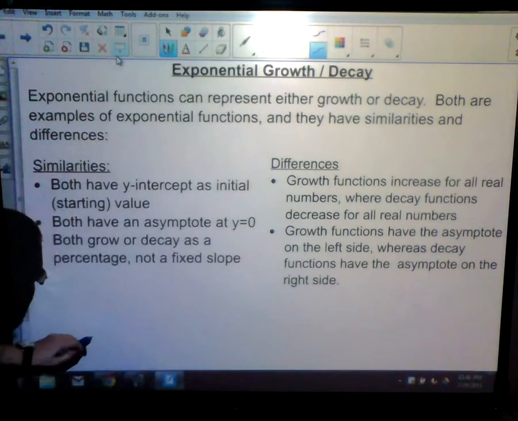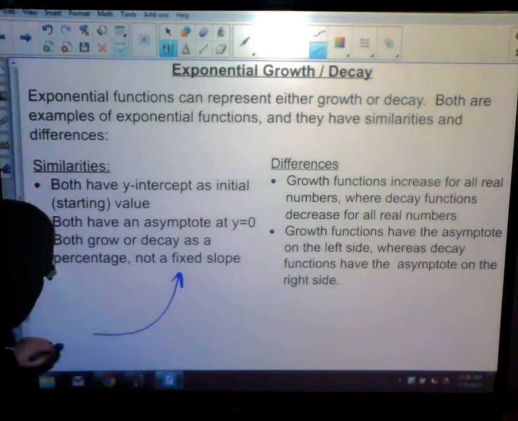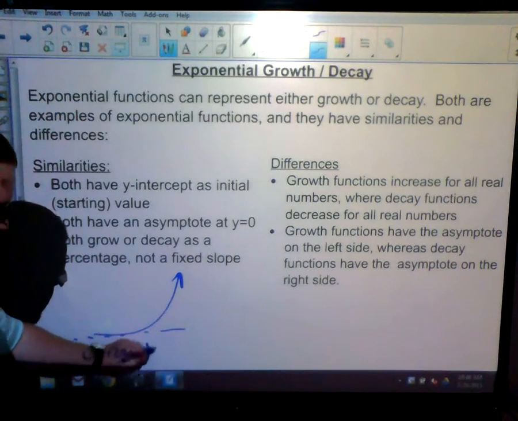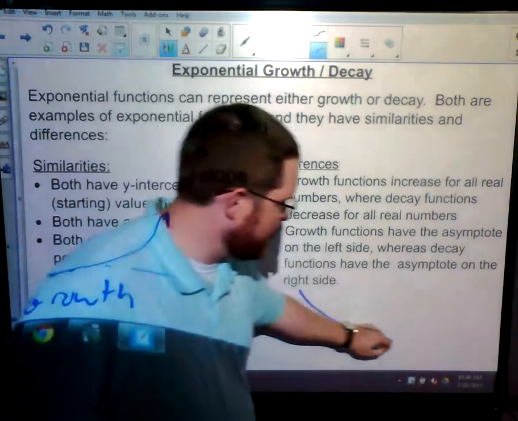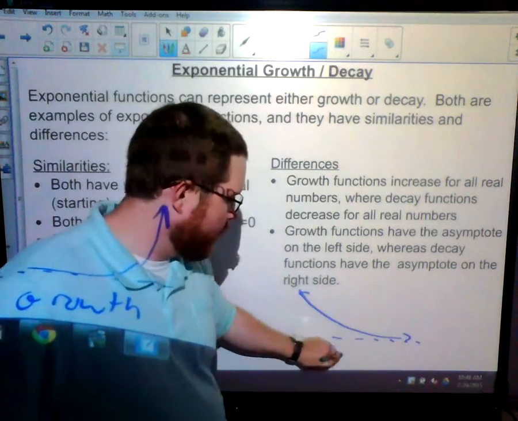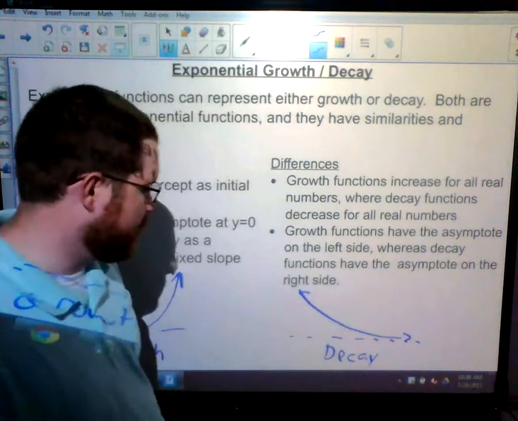Visually, growth functions look like this, with the asymptote over here. This is growth. It's growing. Decay functions look like this, the asymptote on the right side. They're going down and getting closer and closer to some bottom number.